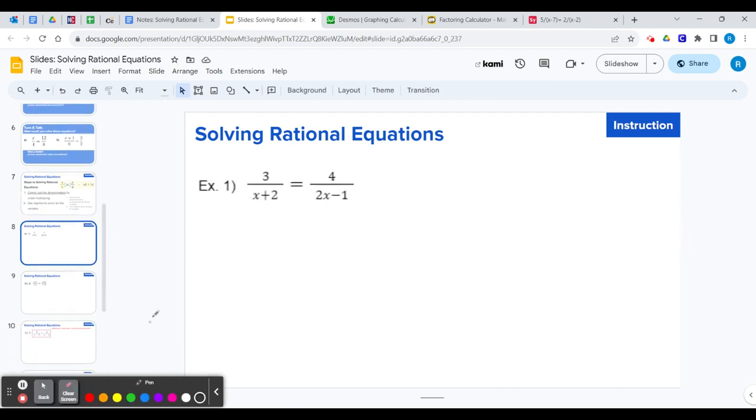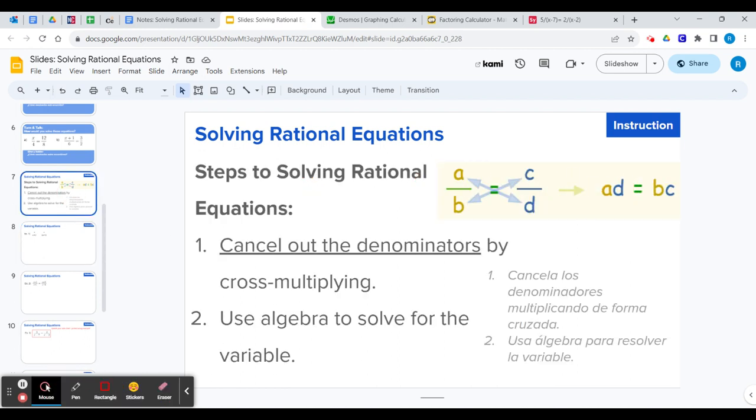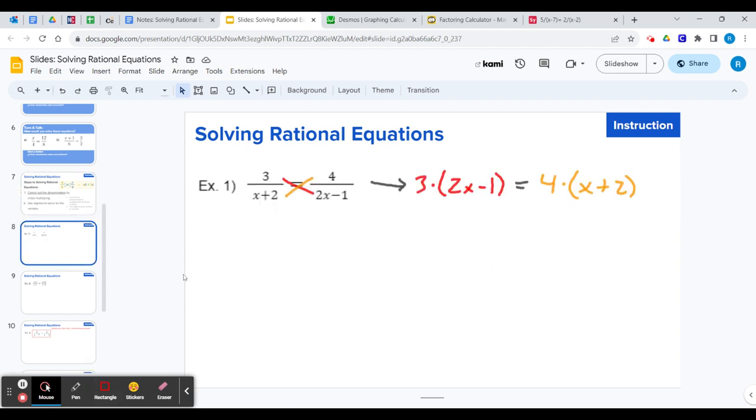So example 1. We have 3 over x plus 2 equals 4 over 2x minus 1. If we want to start our cross multiplication here, I am going to multiply 3 times (2x minus 1). Notice how I am throwing parentheses in there to make sure I trigger that distribution property. And then 4 times (x plus 2). That is effectively what step 1 was. We have canceled out the denominators by cross multiplying. Now we need to use algebra to solve the rest of the equation.